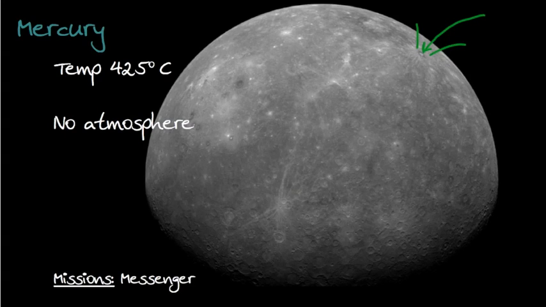Now, it has almost no atmosphere. It has a very slight little atmosphere, so it doesn't really have much gas around it, which means it probably doesn't have any oxygen, and that means we don't think there's much life there. But there's a mission there called Messenger.